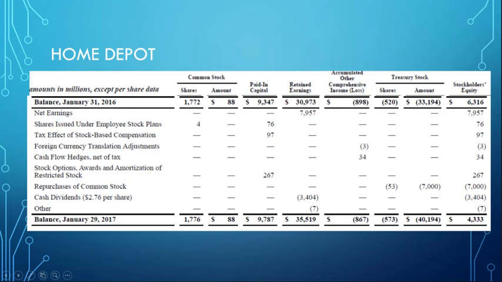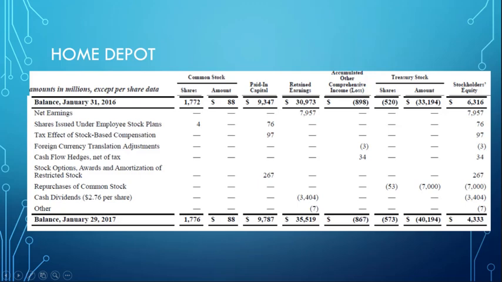So Home Depot has in their treasury 520 million shares. They bought back 53 more, so 53 million more, up to 573. They paid exactly $7 billion.